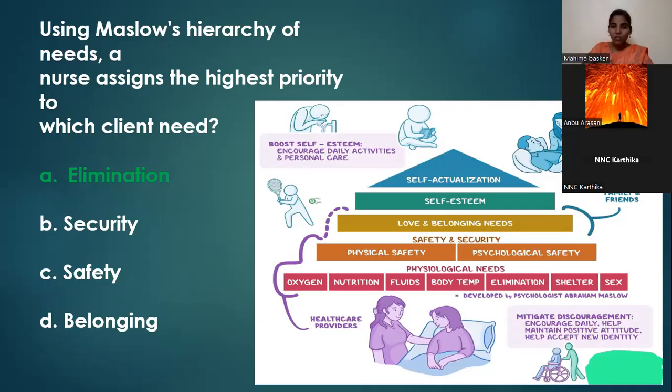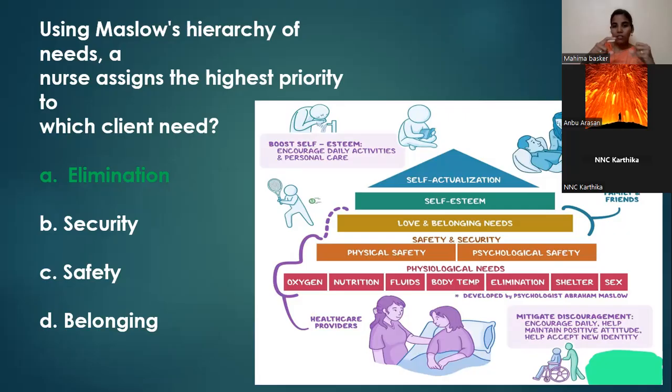So remember, first one, physiological needs. Here the question asks for the highest priority. It is the first, physiological needs, from bottom to top. So what is physiological here? See, oxygen, nutrition, fluid, body temperature, elimination, shelter, sex. These are all the physiological needs. The second one is safety and security, physical and psychological safety. The third one is love and belonging needs. Then the self-esteem.